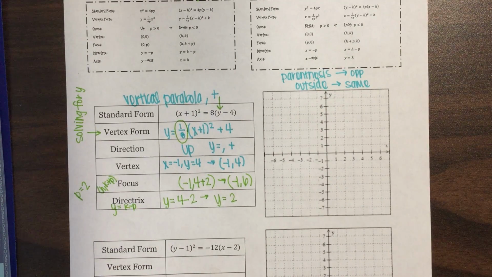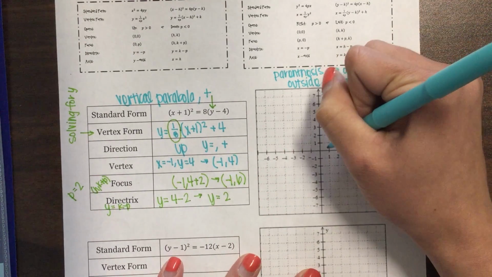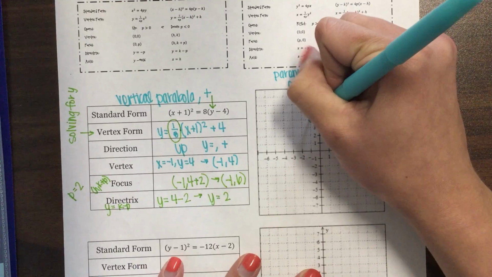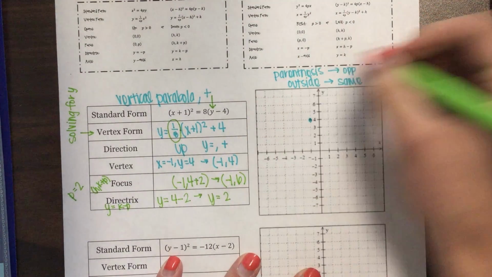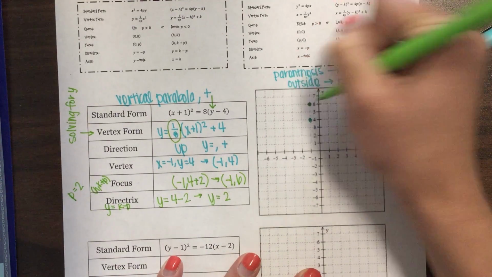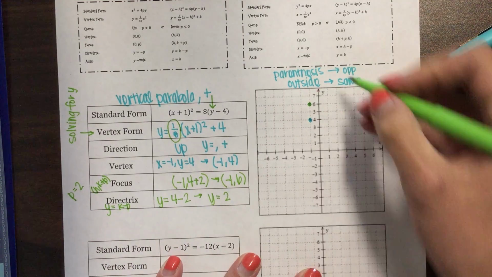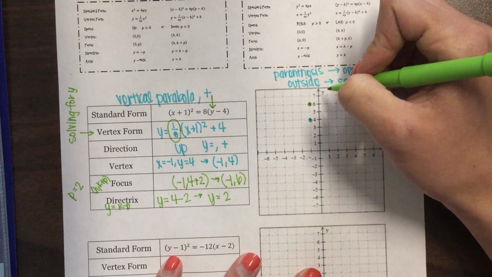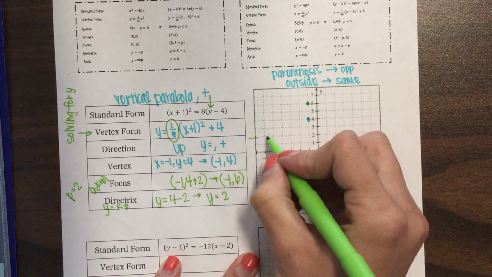Okay. Now I'm just going to graph this. So I'm going to graph my vertex first. So that's -1, 4. And it's that point right there. Then I'm going to graph my focus. So it's -1, 6, which is right there. And then my directrix is y equals 2. This is the y-axis, so I have to find 2 on that axis. It's right there, and then I just go straight across.